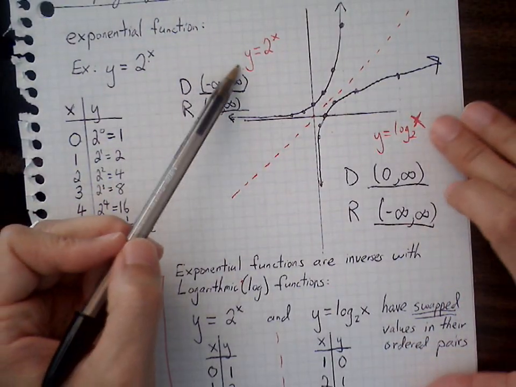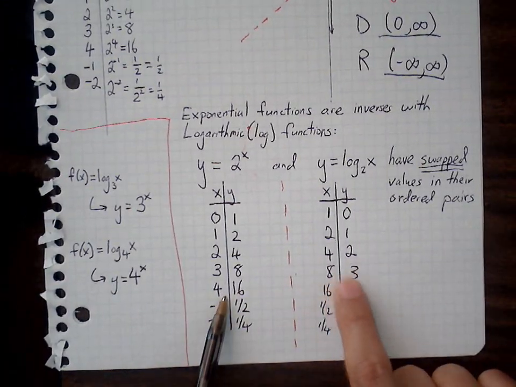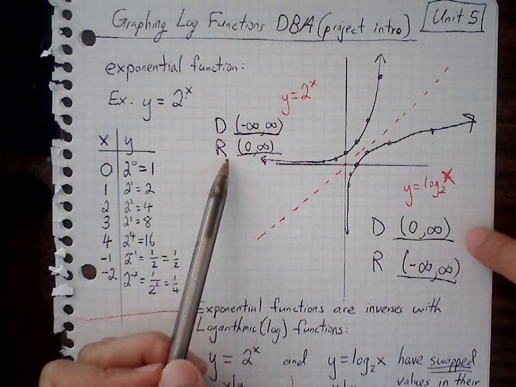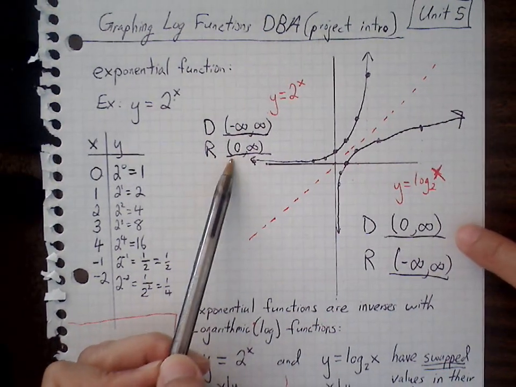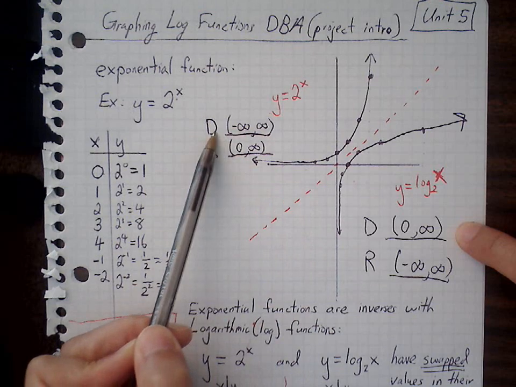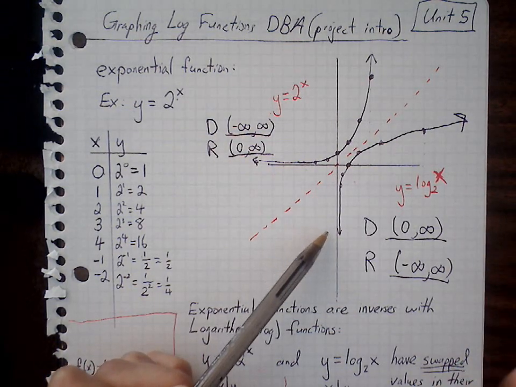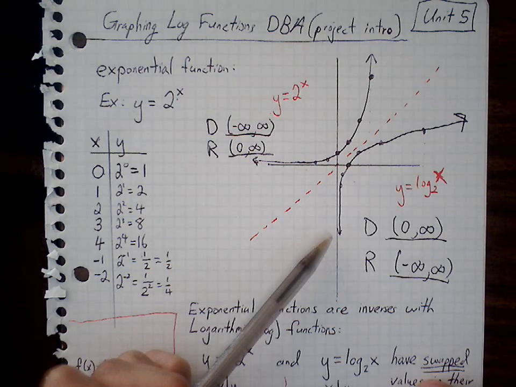Now, we know that their ordered pairs are flip-flopped between the exponential function and the log function. And we can also see that their domain and range are also flip-flopped, right? You see that the range for one is the domain of the other, and the domain of one is the range of the other. Okay, so hopefully this will help you get started with your project.